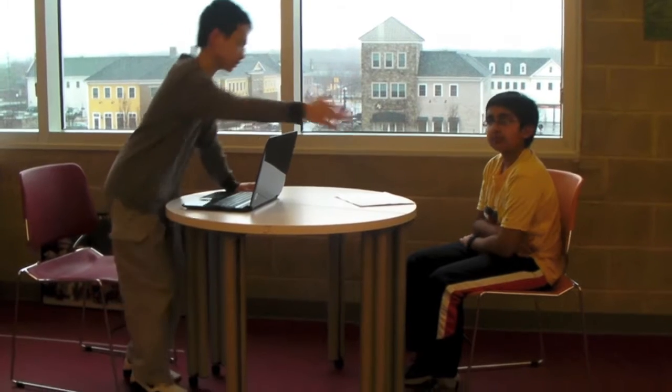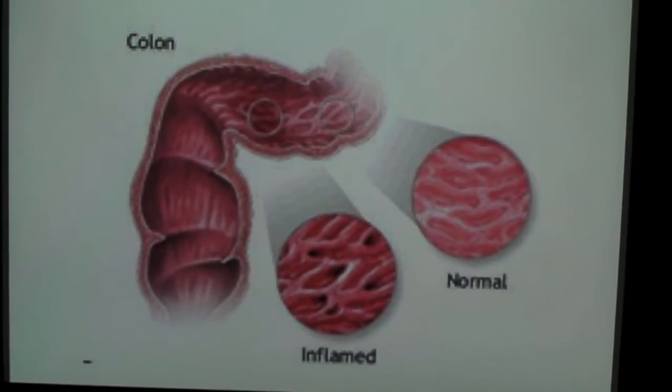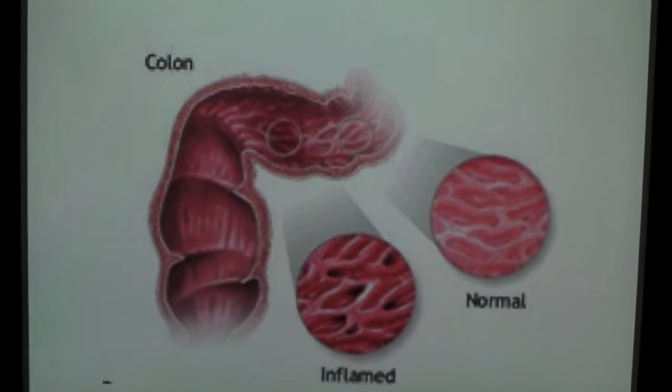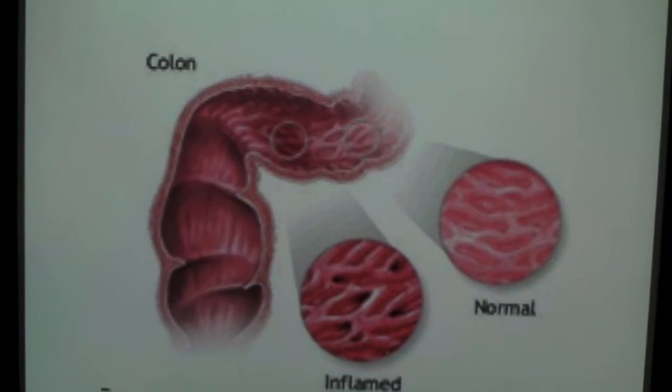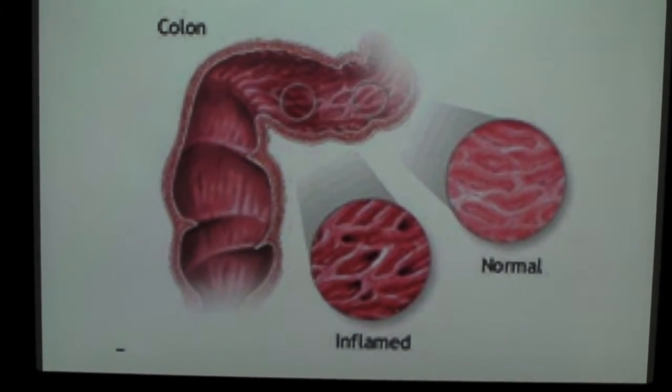Thank you for your time, Mr. Joshi. This here is a diagram of what the colon would be like with and without Crohn's disease. This is how it would be when it was inflamed. A normal colon would look more like this.